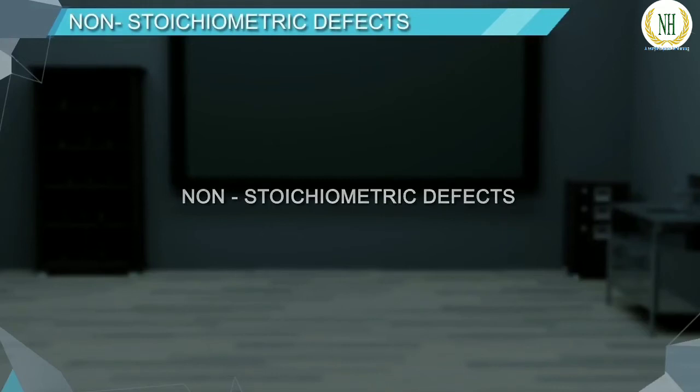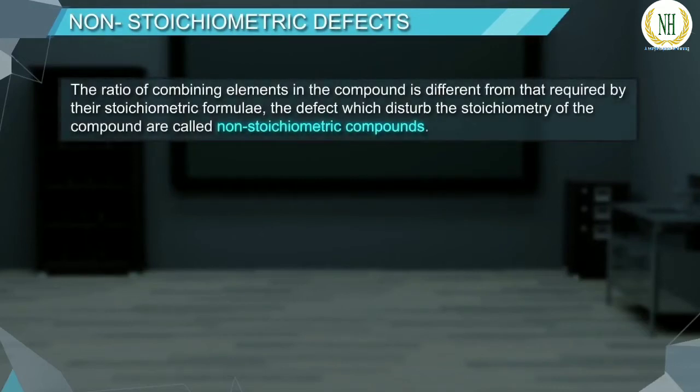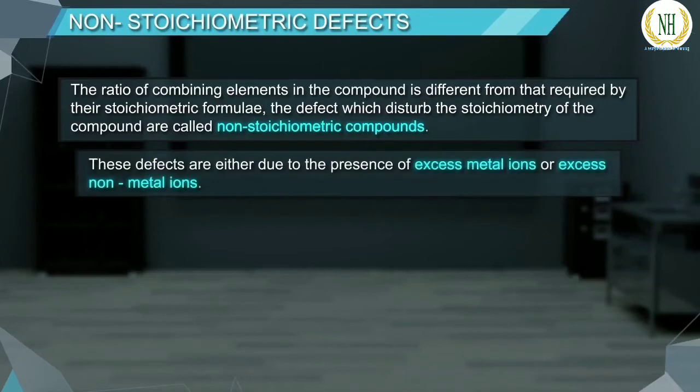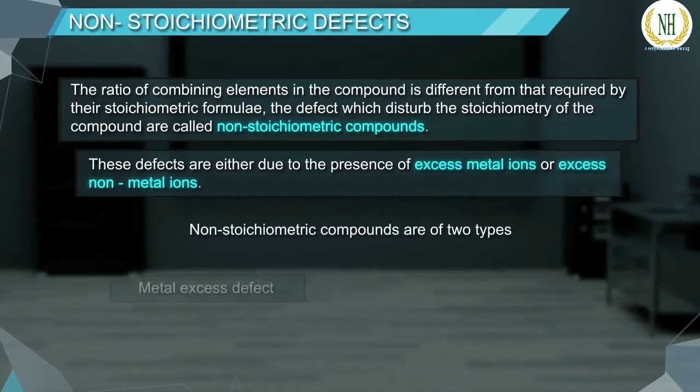Non-stoichiometric defects. The ratio of combining elements in the compound is different from that required by the stoichiometric formulae. The defects which disturb the stoichiometry of the compound are called non-stoichiometric compounds. These defects are either due to the presence of excess metal ions or excess non-metal ions. Non-stoichiometric compounds are of two types: metal excess defect, metal deficiency defect.